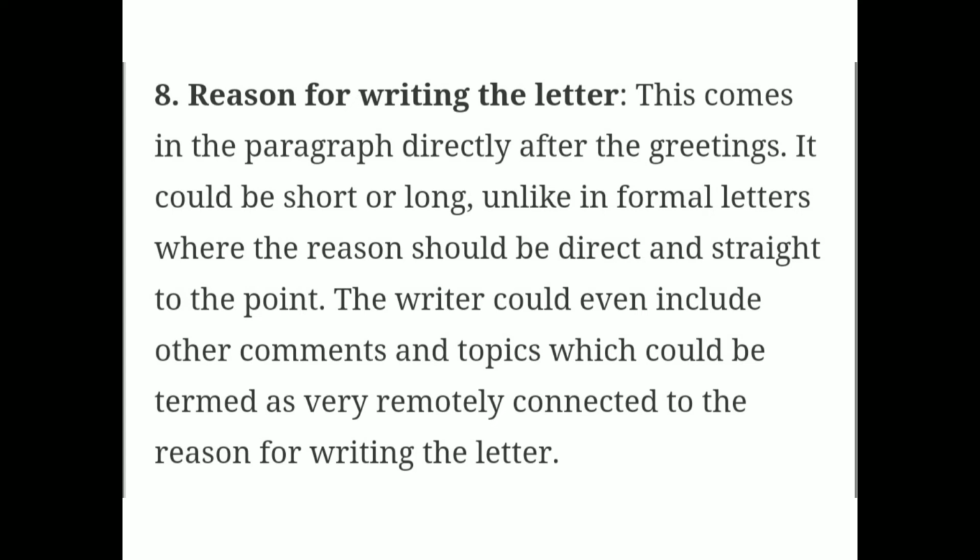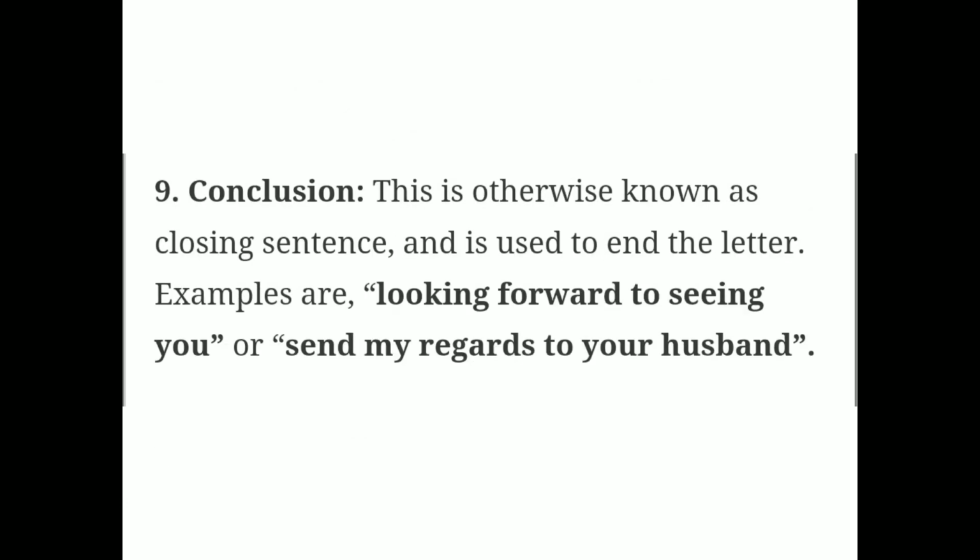You might begin by asking the recipient about their well-being, or you may say that you hope the letter finds them in good health and great spirit. The opening of informal letters should be casual and comforting. Now let us see the next topic, conclusion.